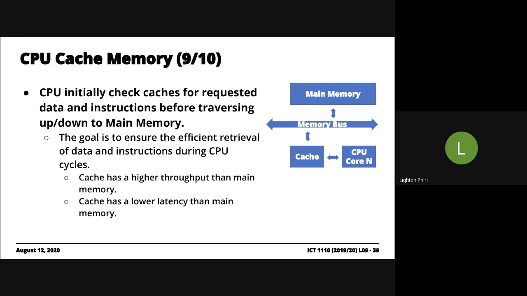Again, this is more to do with efficiency here. So you check first in cache: is what I'm looking for in cache? Then if it finds what it's looking for, it does it.